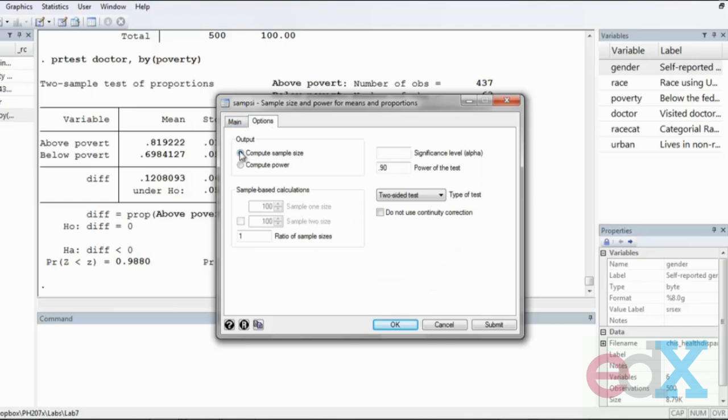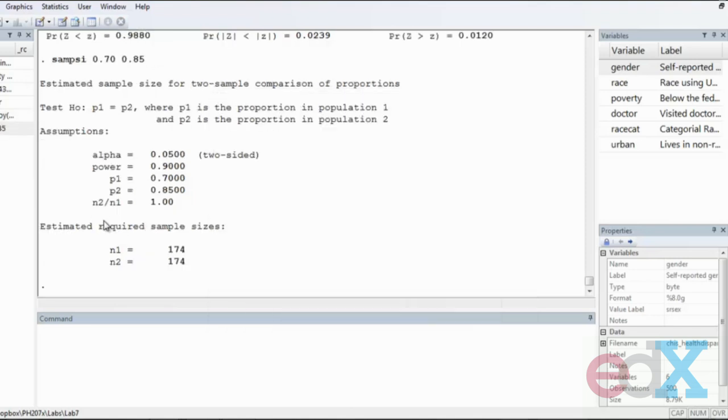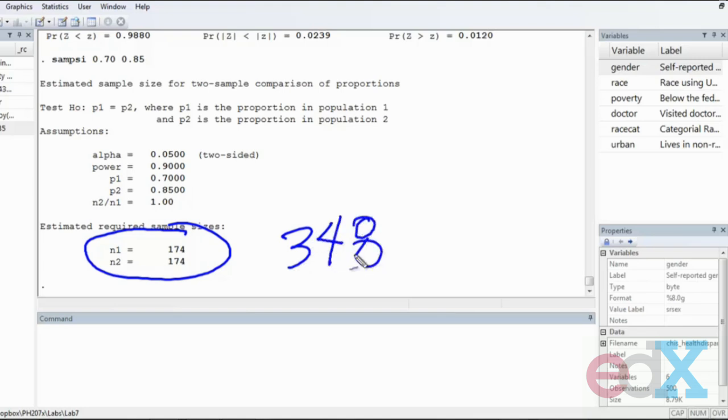We wanted to compute the sample size. The power of my test was supposed to be 90%. That's the default. And we want to do a two-sided test. I run this command, and you can see that my required sample sizes are: I would need 174 people in each group. Therefore, to conduct my study, I would need to recruit 348 individuals.